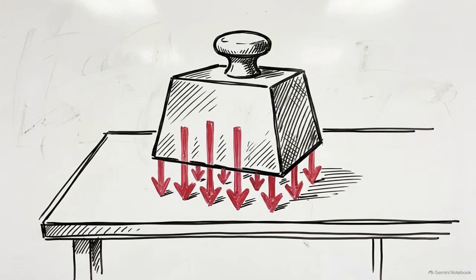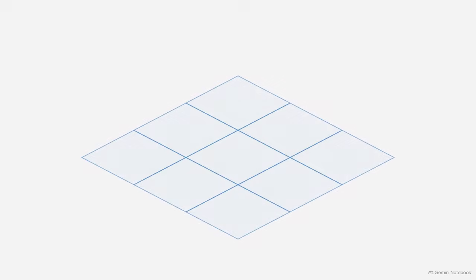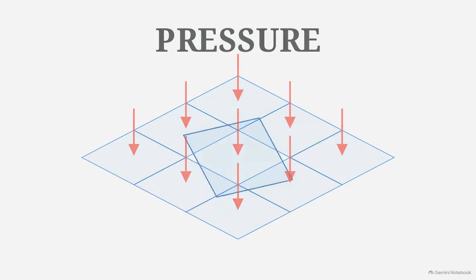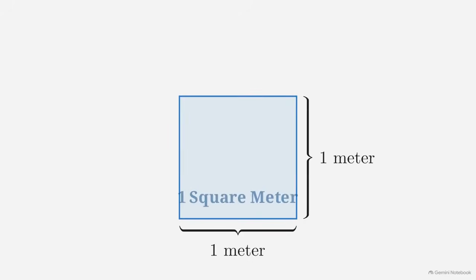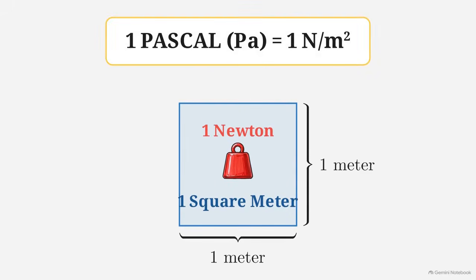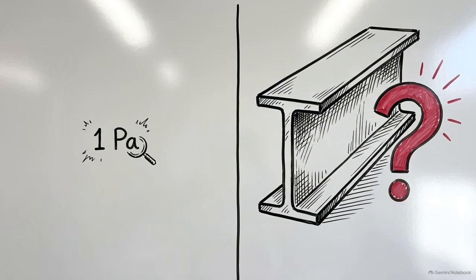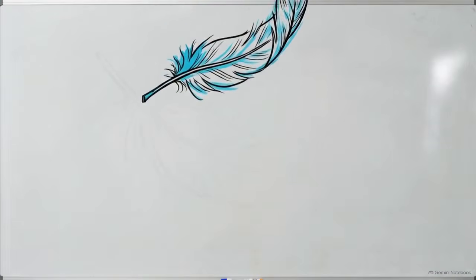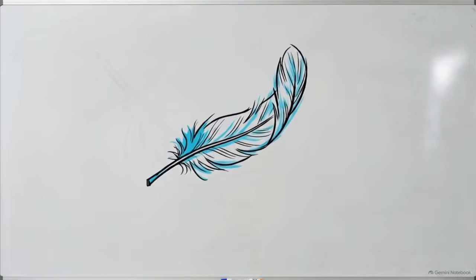Now, imagine that force isn't just a pull, but a push against a surface. When you spread a force in newtons across a specific area, you create pressure. We measure this in pascals. 1 Pascal is defined as exactly 1 Newton of force spread out over 1 square meter of area. However, the Pascal is a very small measurement. To give you an idea, a single feather resting on a table creates about 1 Pascal of pressure.